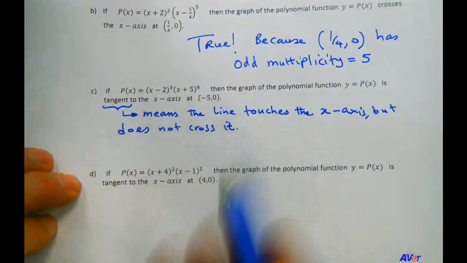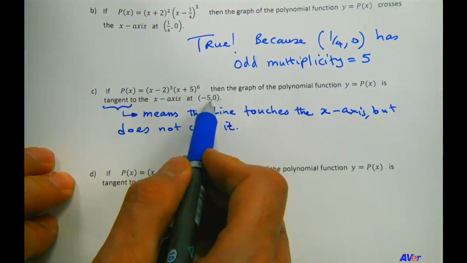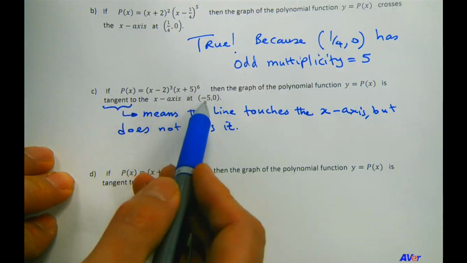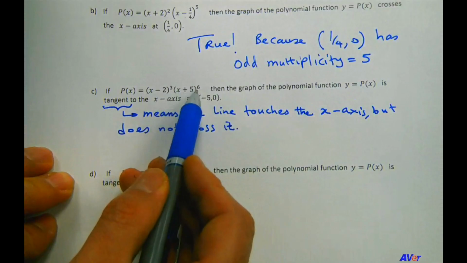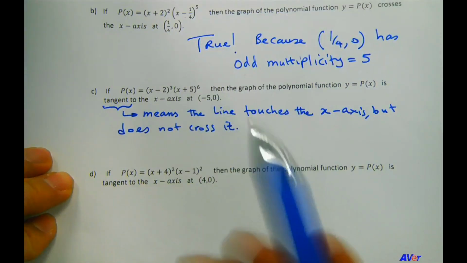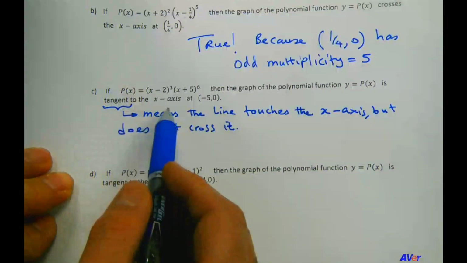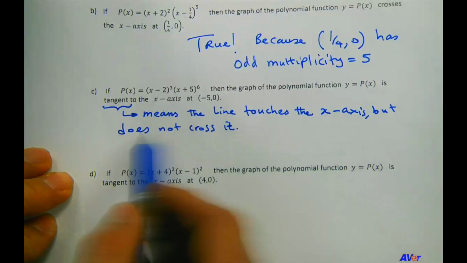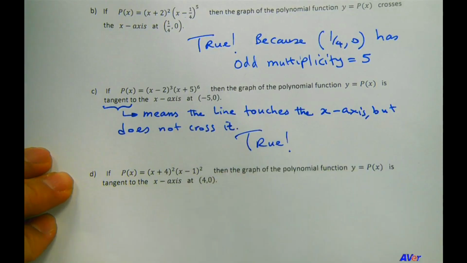So in other words, they're saying that this 0, -5, 0, must have even multiplicity. So -5, 0 must have come from this factor, right? Which has what power? 6. 6 is even. So it's true. It is true. The line must be tangent to the x-axis, meaning it must touch the x-axis, but does not cross it. So this is again true. Okay?